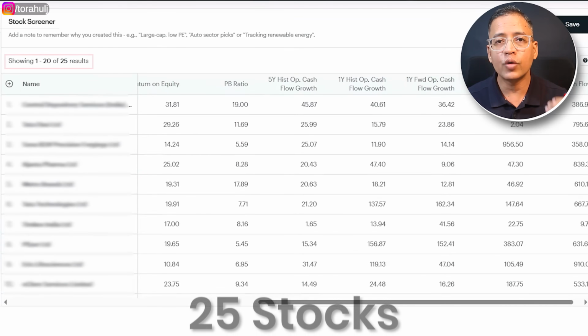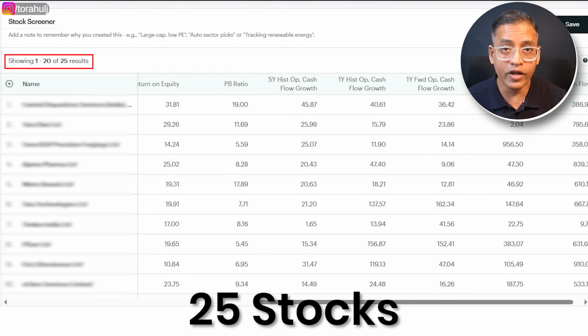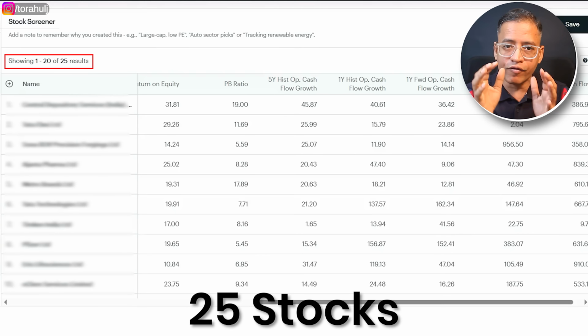And now I get to 25 companies. So these are the 25 companies that are cash rich companies. We started from a list of 320 and have narrowed down to 25. Now I'll tell you the magic of these filters.